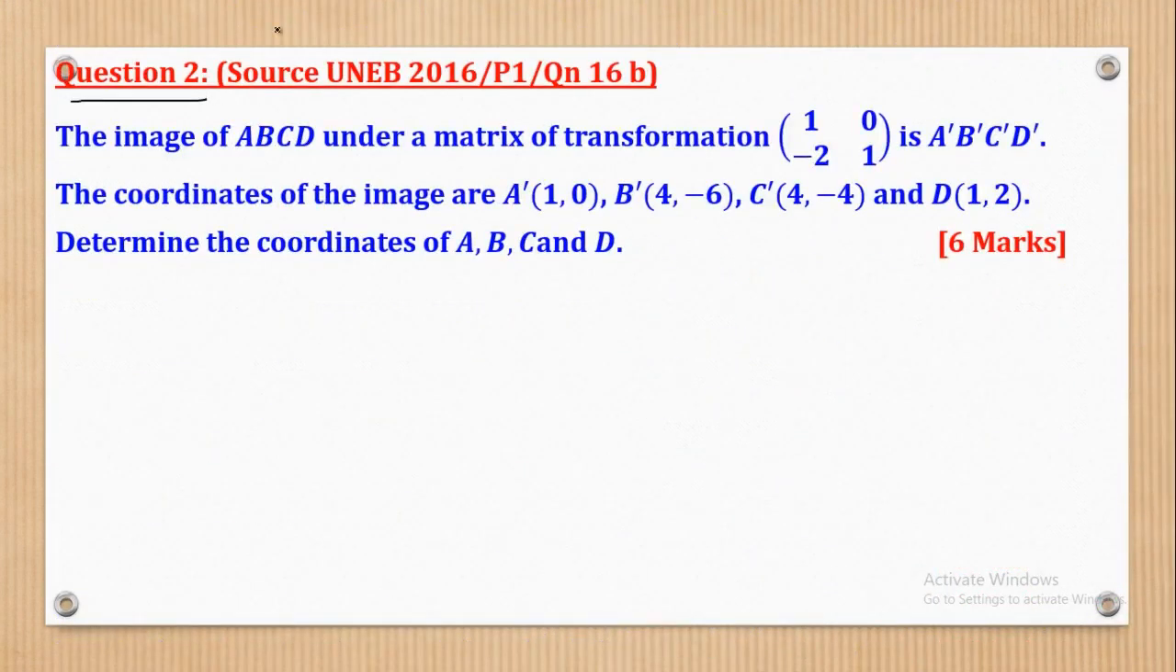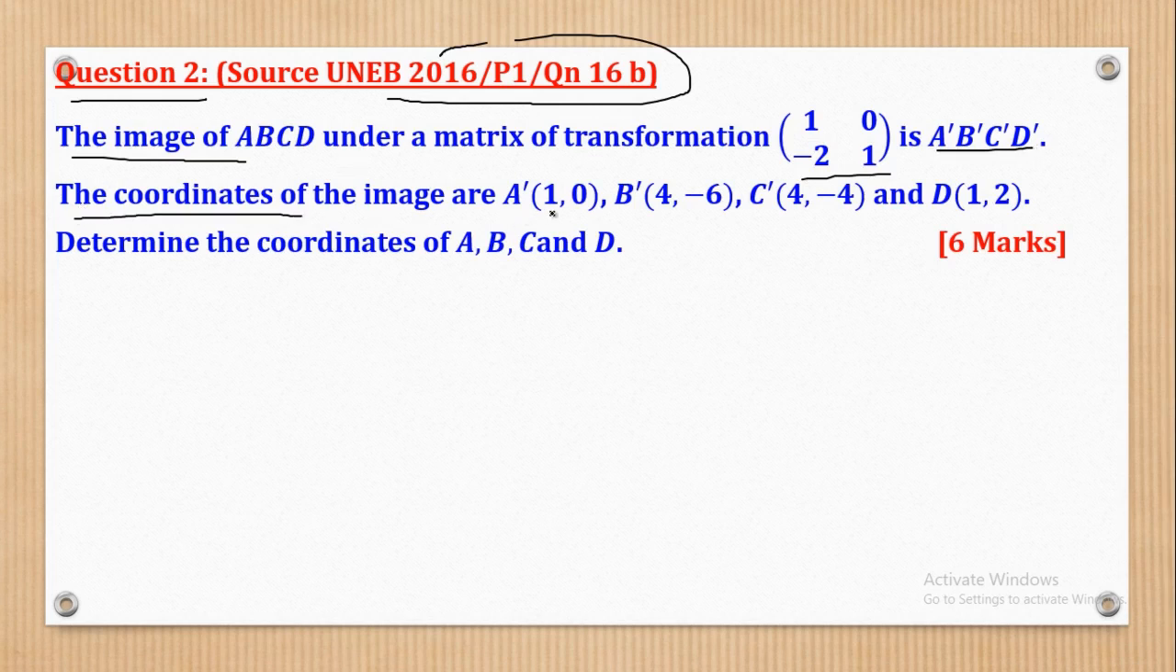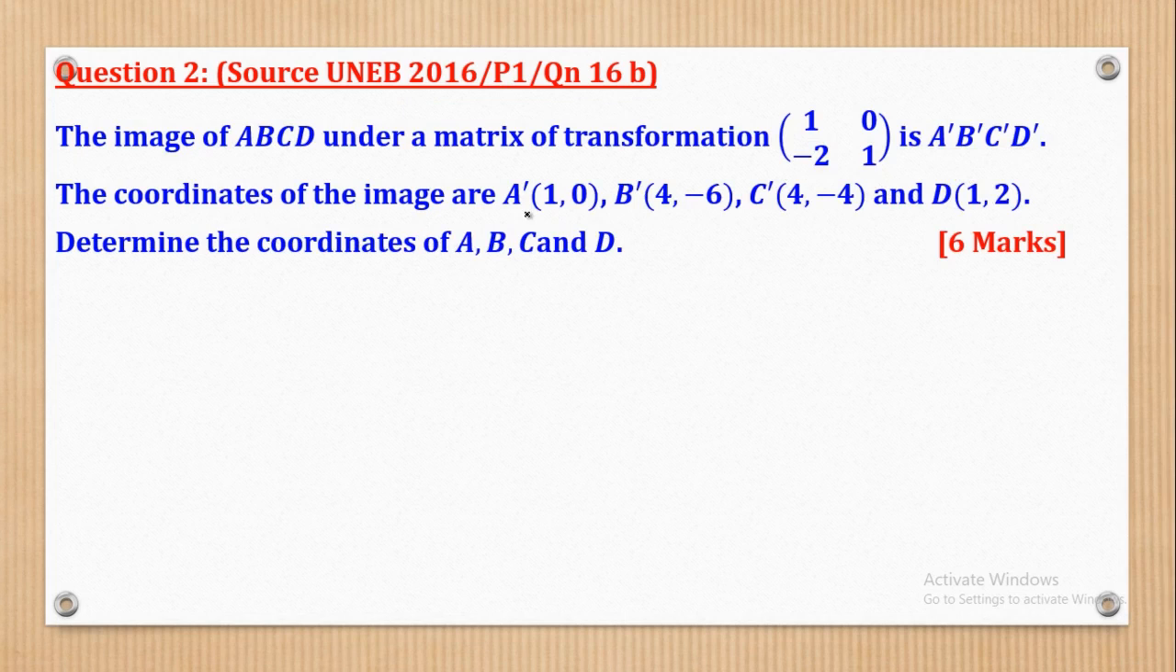Then question 2 came from UNEB 2016, paper 1, question 16b, and says the image of ABCD under a matrix of transformation is A prime, B prime, C prime, D prime. The coordinates of the image are given. Determine the coordinates of A, B, C, and D. So they have given you the image and the matrix of transformation, and they want you to get the object.